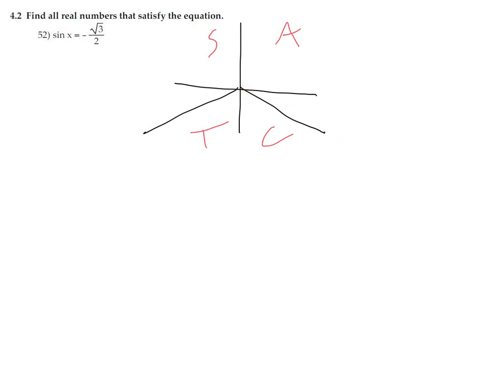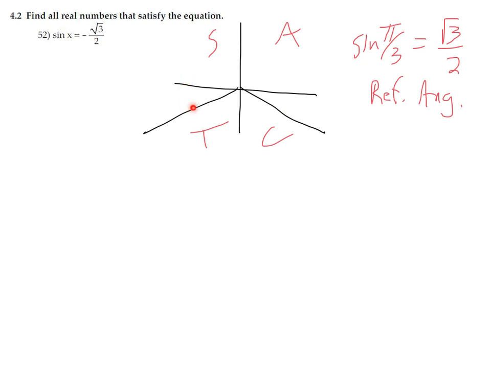Now, when is sine square root of 3 over 2? The answer is pi thirds. So we have the fact that sine of pi thirds equals square root of 3 over 2. So that's our reference angle. That's this value right here, pi thirds.